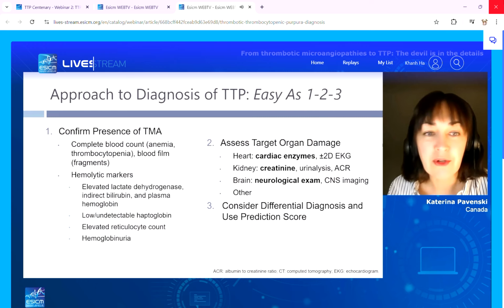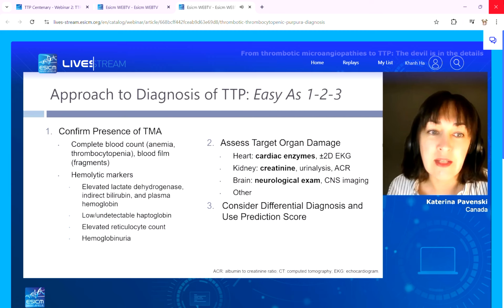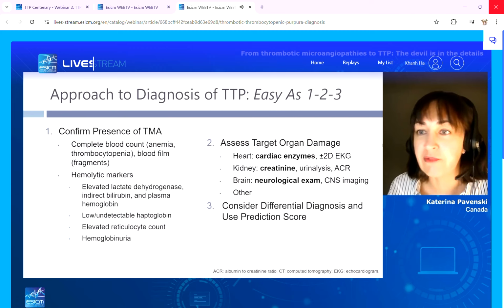Then order hemolytic markers. Now, here I've listed all of the hemolytic markers that I could potentially think of, but I would recommend use the ones that are available in the institution, the ones that you're comfortable using and interpreting, and the ones that have a rapid turnaround time. No point in ordering haptoglobin if this is a test that is done every 3 to 4 days. You're going to lose the diagnosis and ability to treat early.